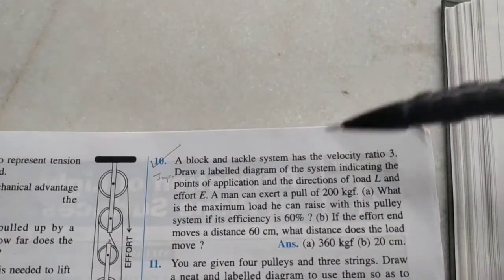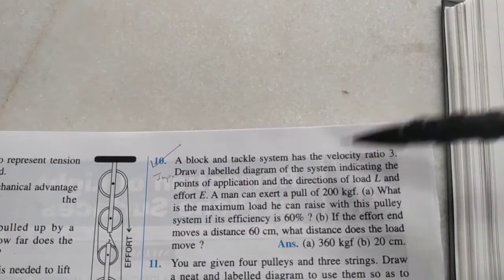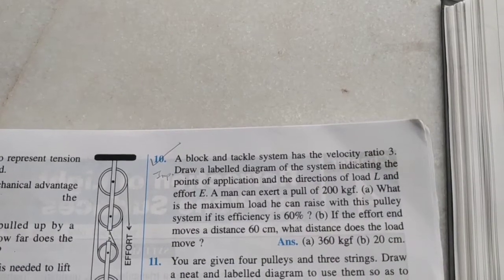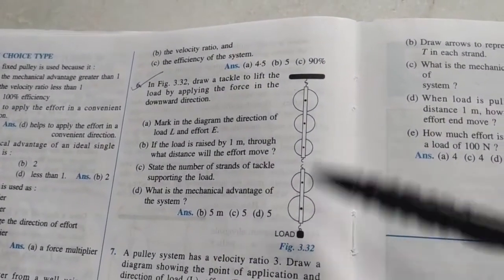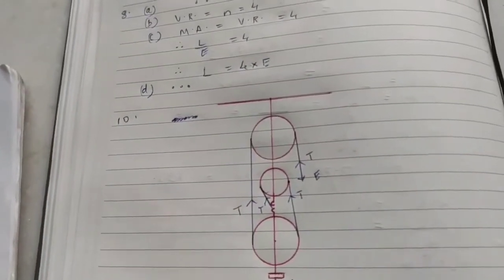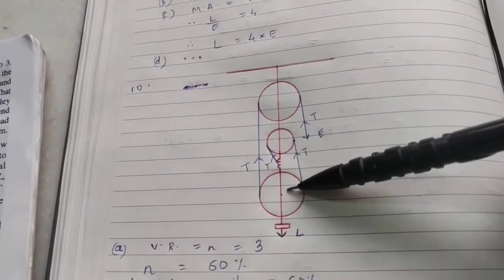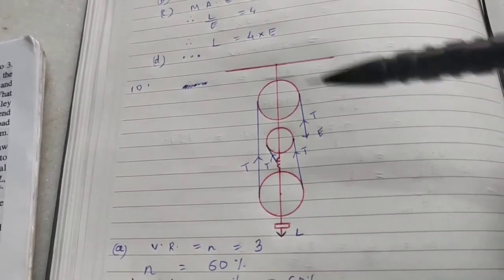Next, the 10th sum. The 10th sum is IMP. A block and tackle system has a velocity ratio 3. Draw a diagram. Now this diagram is not there in the textbook, but it's a similar diagram, similar to this one. But instead of 5, we have 3 pulley systems. So 2 will be fixed and 1 will be movable. It's a very simplified version. You can draw like that.